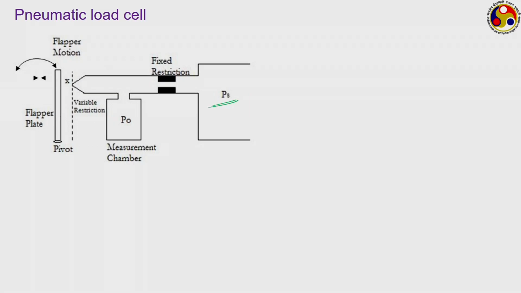Now, the gas is allowed to pass through a fixed restriction here. So, we have this nozzle. On one side we have the gas coming through from a tank maintained at a pressure PS and a fixed restriction, and at the other end of the nozzle we have this flapper. This flapper is connected to the location where you want to measure the force.